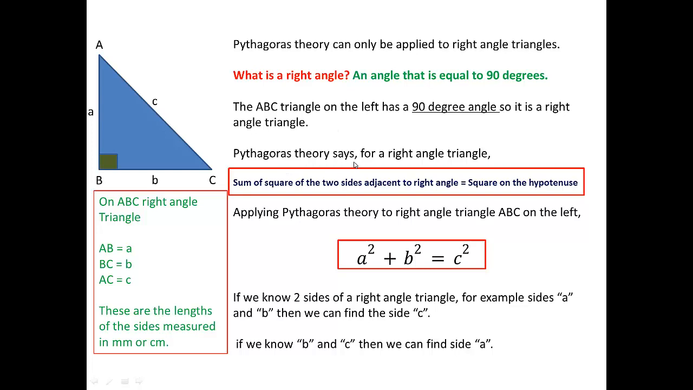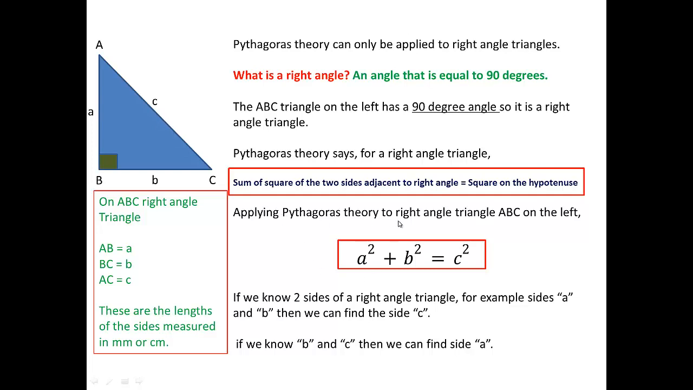Pythagoras theorem says, for a right angle triangle, the sum of the squares of the two sides adjacent to the right angle is equal to the square on the hypotenuse. The two sides adjacent to the right angle are side a and side b, and the hypotenuse is side c.